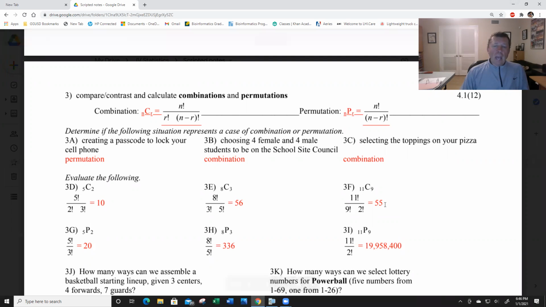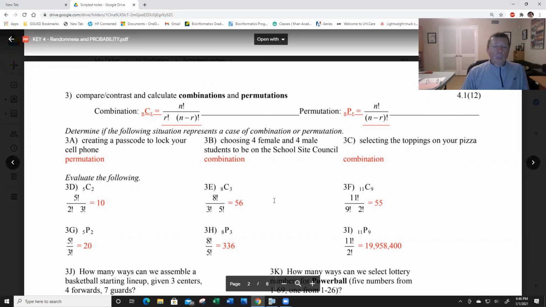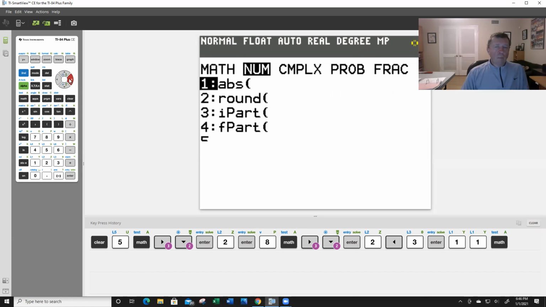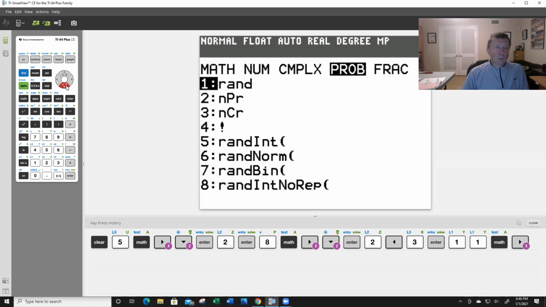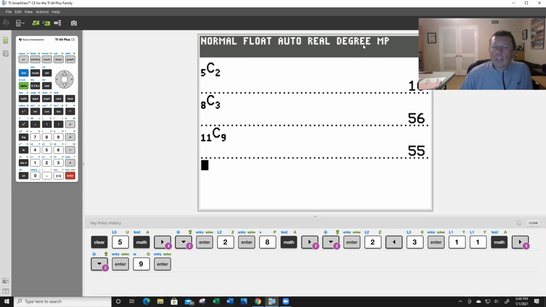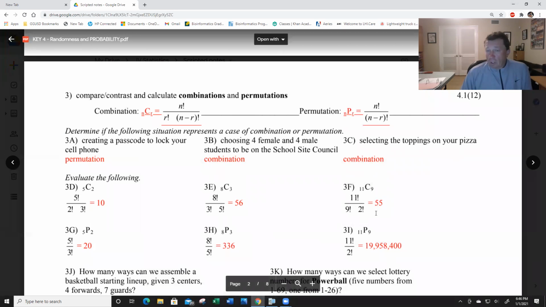Now for 3F, 11 combination 9. Again, I don't memorize row 11, so I'm probably going calculator, although you could do it this way too. So I'm going to go 11, math, probability, combination 9. All right, and that's 55. Okay, 11 choose 9, 55. That's the answer there. You can do the long way too.